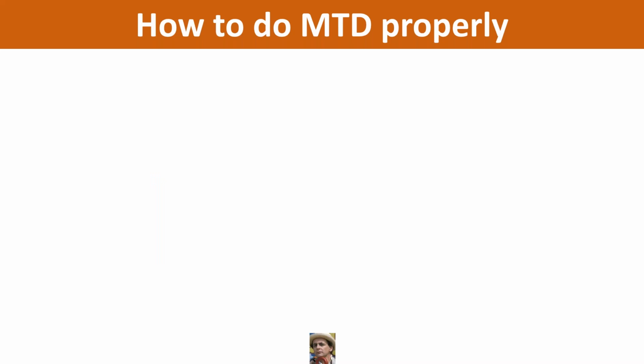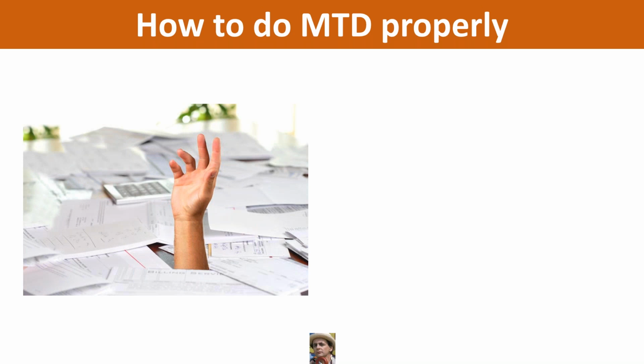Again, I'll start with an example of how not to do it. If this is what your MTD submission process feels like at the moment, then you're doing it wrong. If you are still printing out pieces of paper, grabbing a calculator, adding up numbers to try and figure out what goes in those 9 boxes, whether you're doing it on paper or you're doing it in Excel spreadsheets, if that's what you're doing, you're making a mistake.